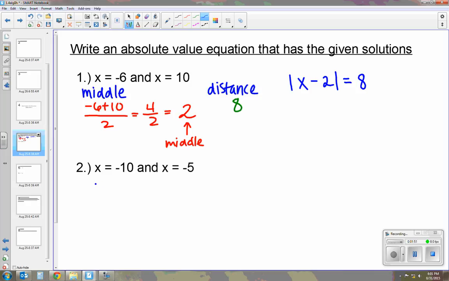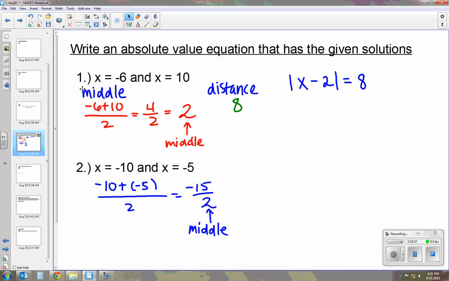Okay, let's do -10 plus -5, divide that by 2. So we get -15 over 2. So this is our middle. And then it's easier if we put this into a decimal, -7.5. And so the distance between the middle and, let's say, -10 or -5 is 2.5. And remember, distance is always positive because it's like on a number line: the spaces between -5 and -7.5 are 2.5 spaces. So we go 5, 6, 7, and then a half.